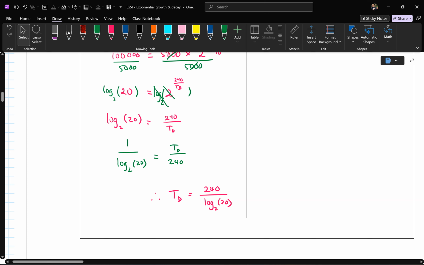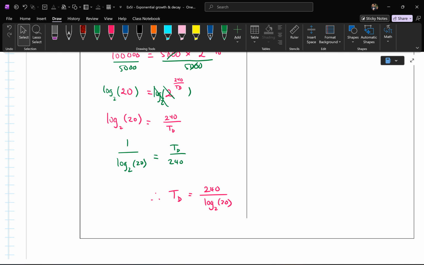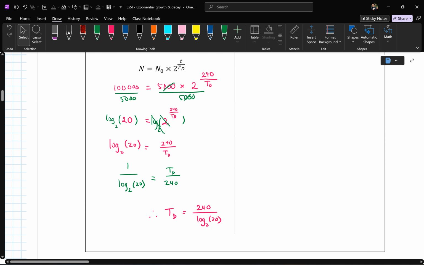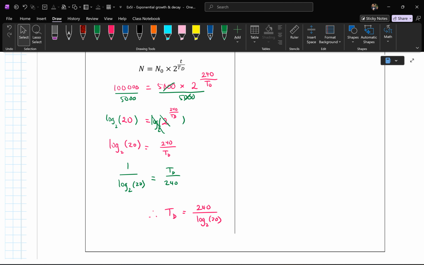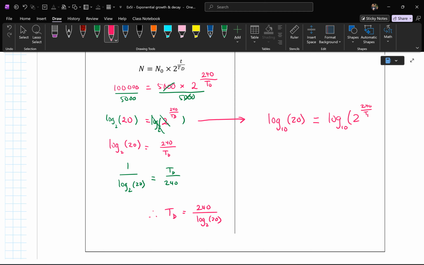Okay, and then with your CAS calculators, you can type log 2 of 20. If you have a scientific calculator, the only difference was in this step here. You'd have to use log base 10 or log base E, and then use log rule number 3 to rearrange it. So for those who weren't sure, this is what you could have done as well. You could have done log base 10 of 20 on the left, log base 10 of 2 to the power of 240 over TD on the right. Since these don't cancel out, this is when you use rule number 3.